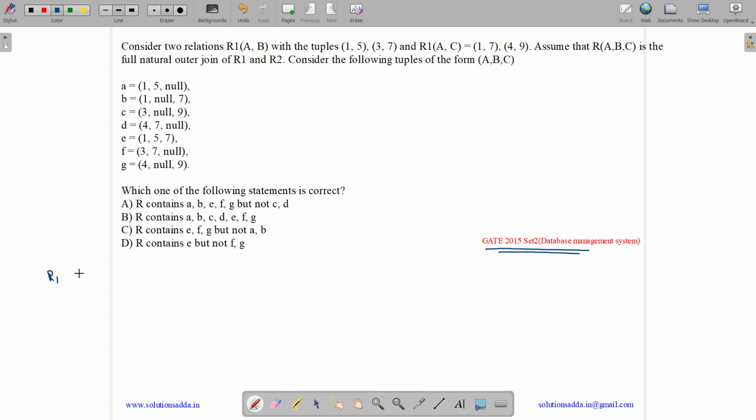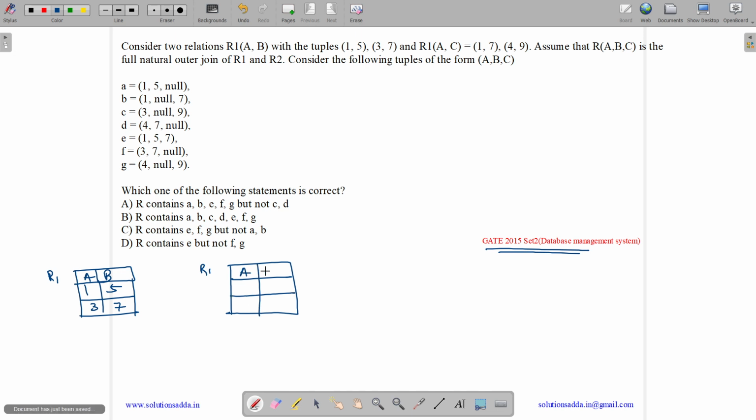We have R1 with the attributes A and B, and the entries are 1 5 and 3 7. And we have another relation, R2, with A and C as attributes, with 1 7 and 4 9 as the entries.